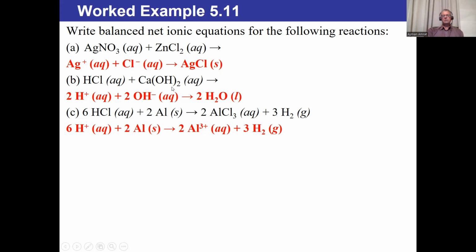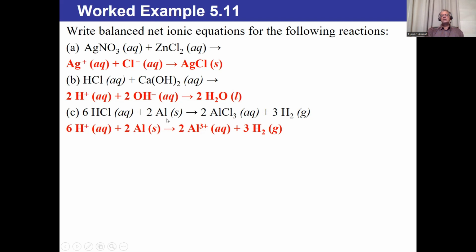HCl with calcium hydroxide: the H+ and OH- are the only ions reacted to form water, while calcium and chloride are spectator ions and can be cancelled. Net ionic equation: 2H+ plus 2OH- produce two water molecules in the liquid state.